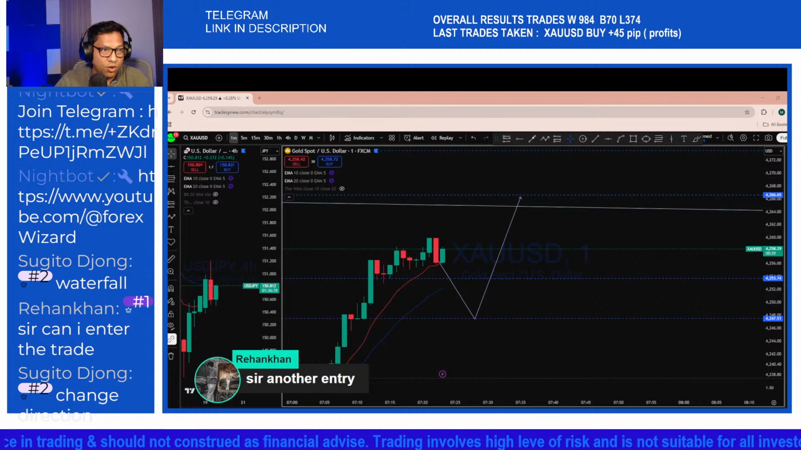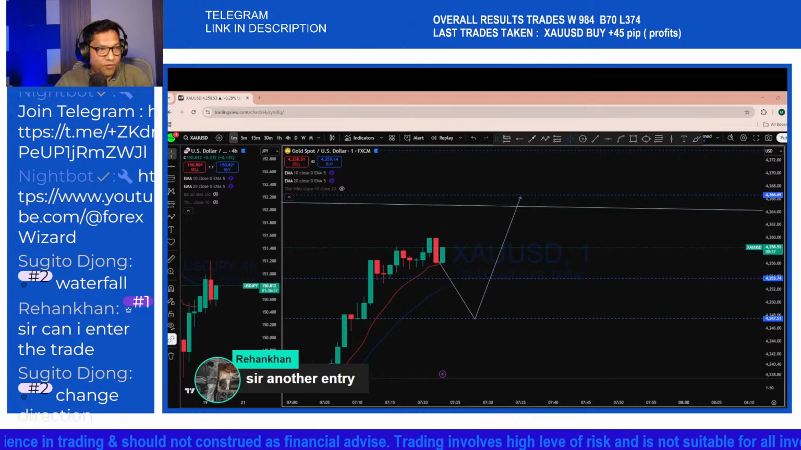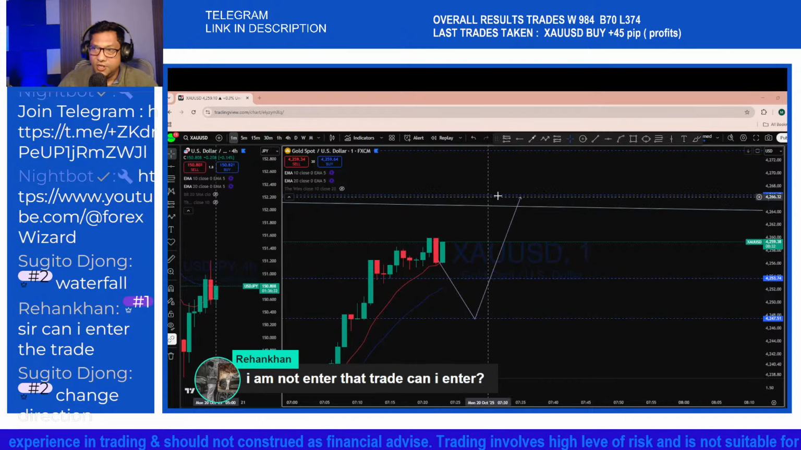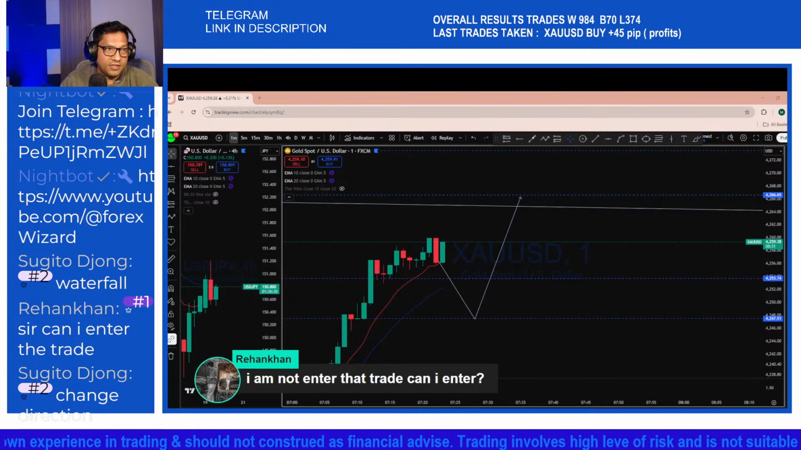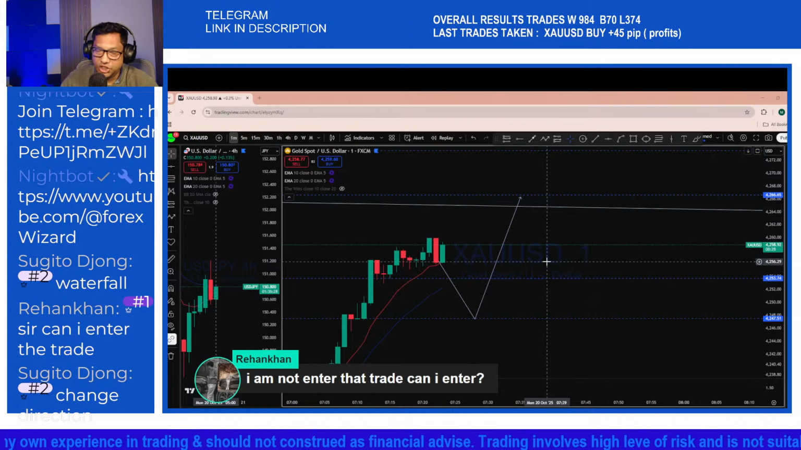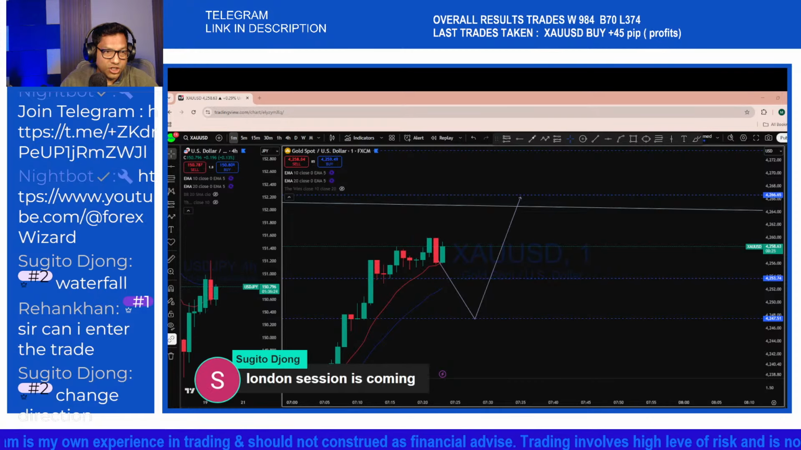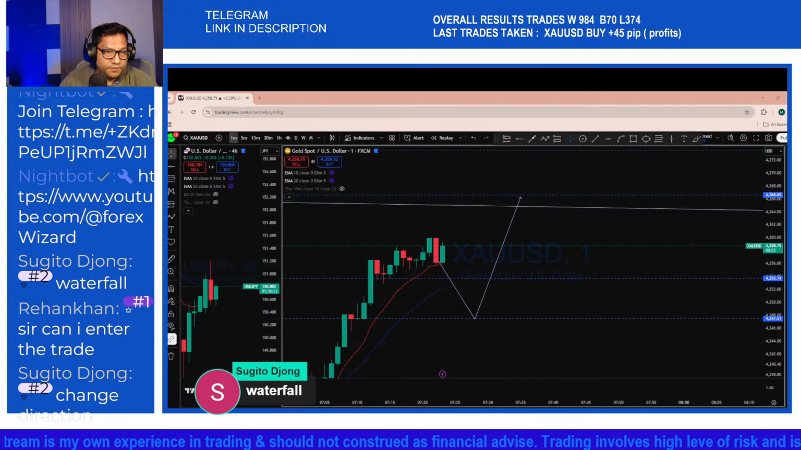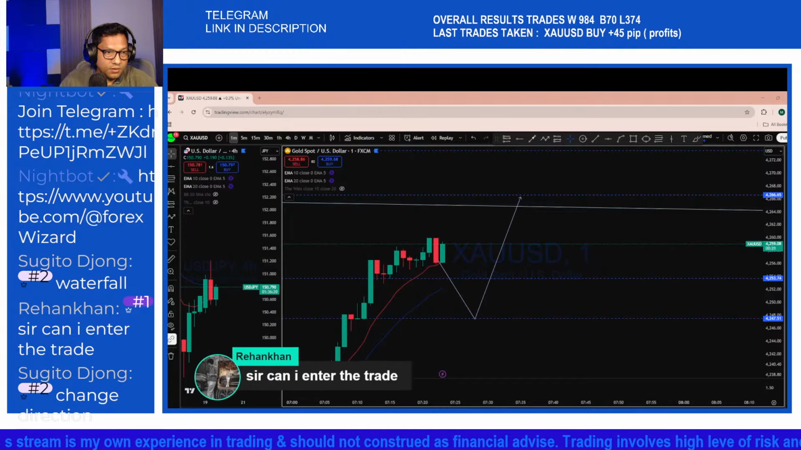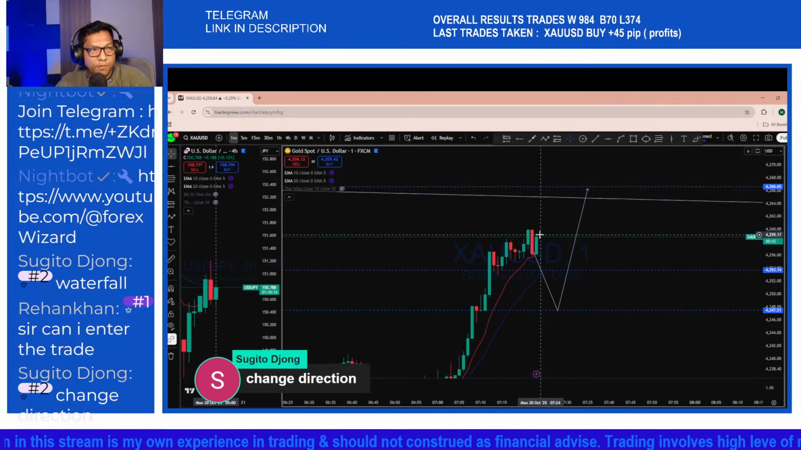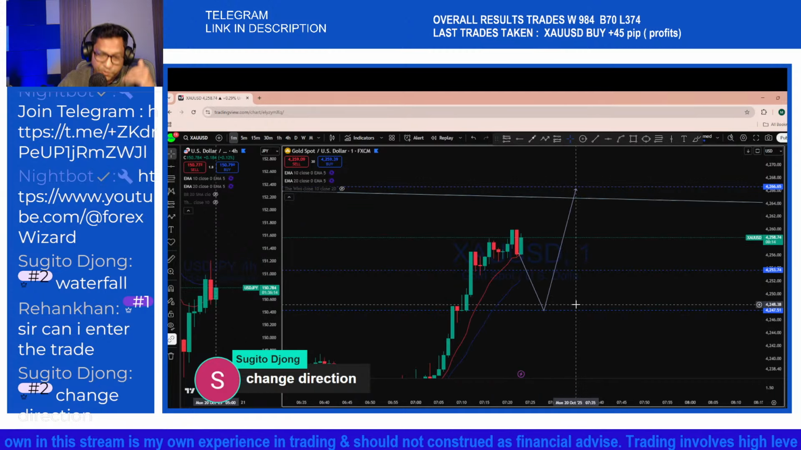Okay, so this is where we're looking at. Running profit, welcome. GBPJPY, I have not entered the trade, can I enter? Now we are looking again in the direction of the bullish trend. Wait for the 1 hour candle, London session, to change direction, especially when there is a higher time frame pullback.